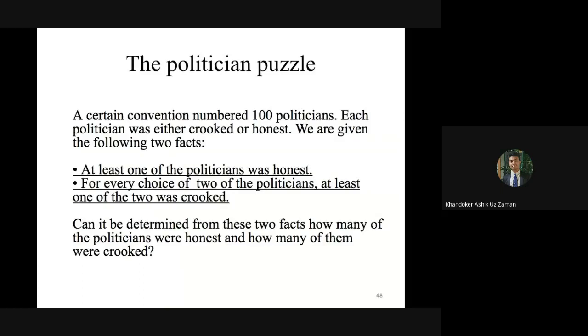But how does it prove that the rest 99 will be crooked? Yeah, I'm getting there. I'm getting there. Okay.